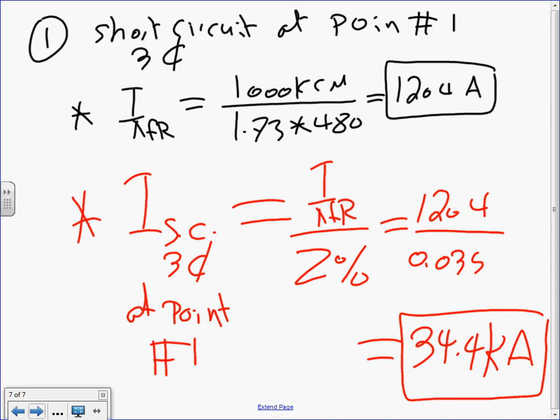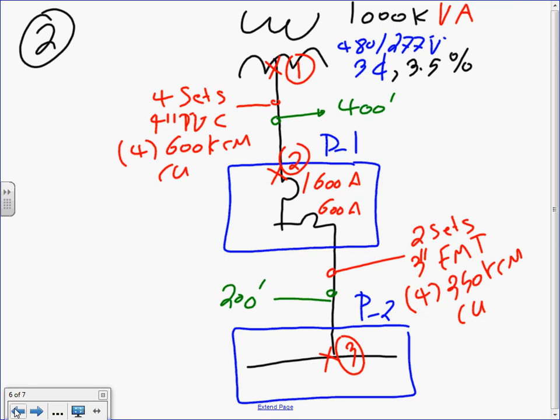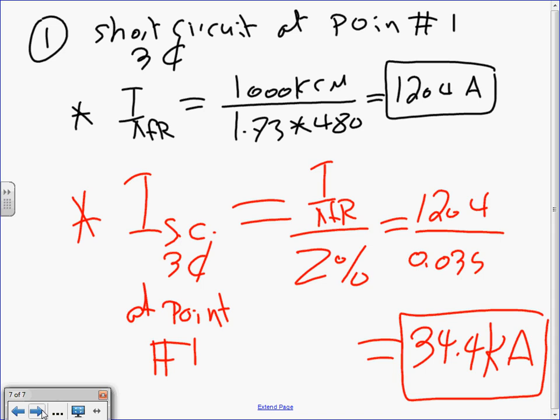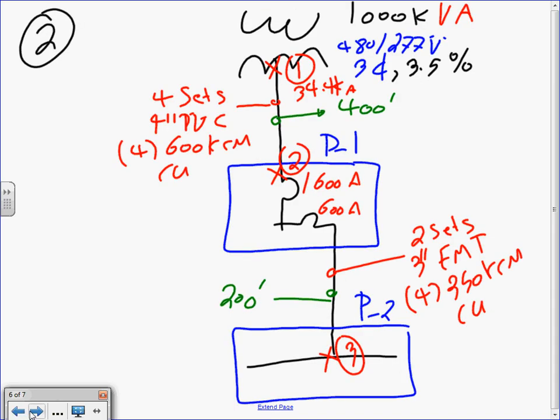Can you guys see the lower the impedance, the higher the short circuit? So when you have high efficiency transformers, that's low impedance. What's the drawback of these high efficiency transformers? High short circuit. Okay, at point 1, we got it. So I'm going to go here and say at this point it is 34.4 kilo amp. 34.4, right?